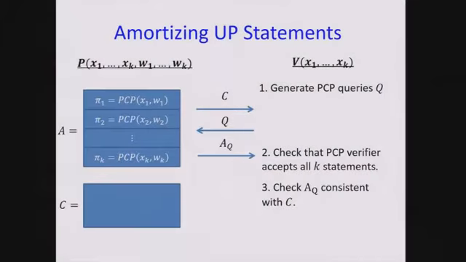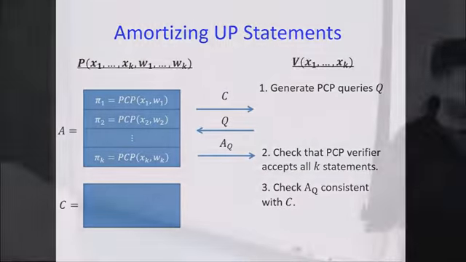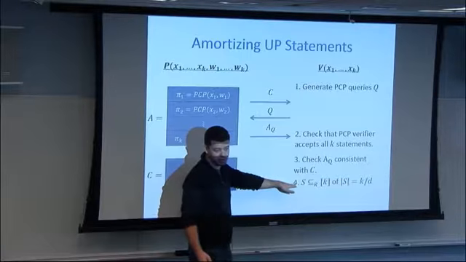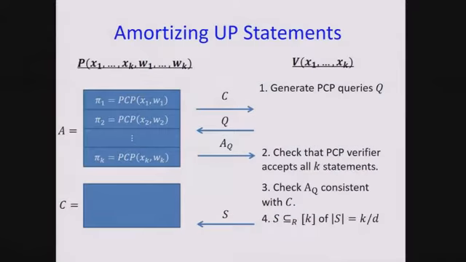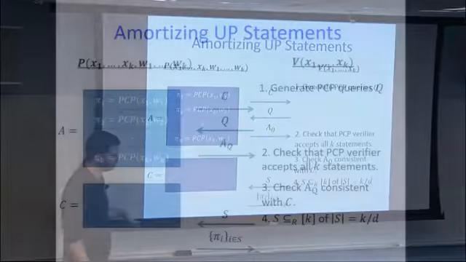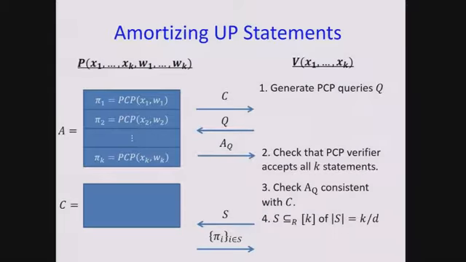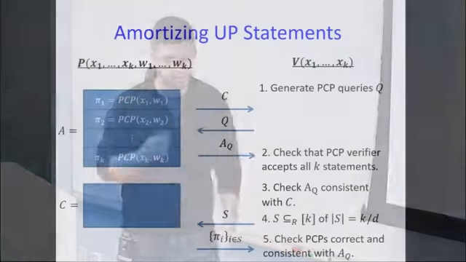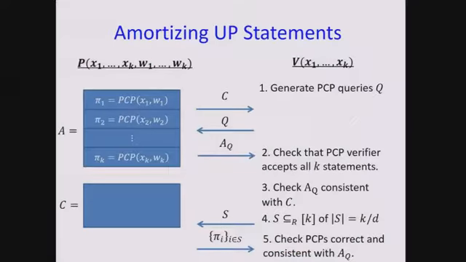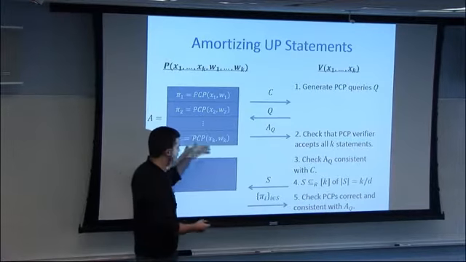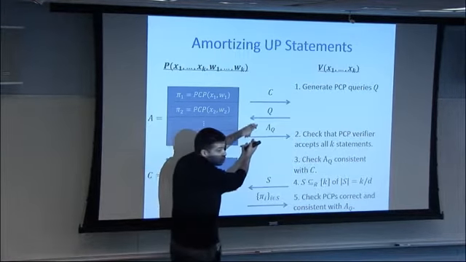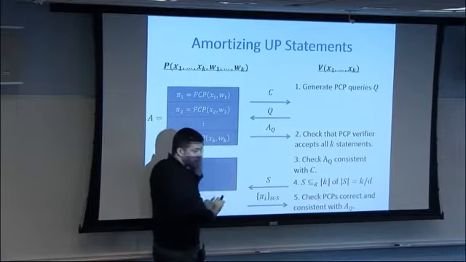Okay, so just to explicitly state what the protocol is. This is what we had so far. Now, in addition, I choose a subset of size roughly K over D of the rows, specify it, and send it over to the prover. And the prover opens up the entire PCP on these rows. What do I check? First of all, I check that these PCPs are accepting and correct, and that they're consistent with the answers that it opened up over here.